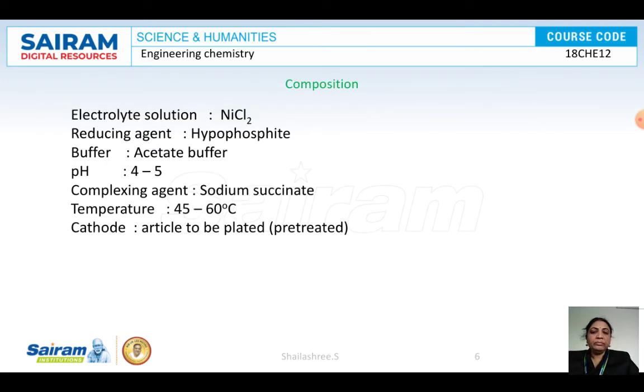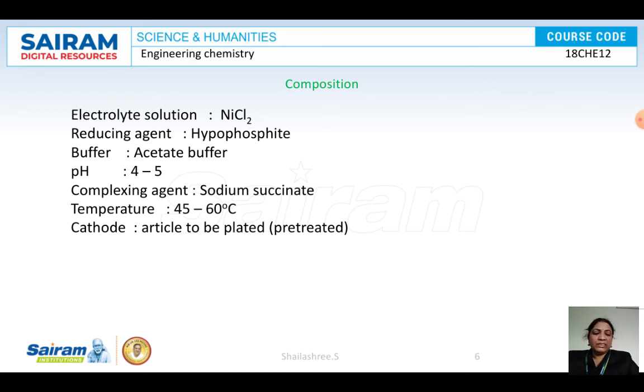Coming to the bath composition of nickel electroless plating, here we use an electrolyte solution, that is, any salt of nickel, like nickel chloride or nickel sulfate. Here nickel chloride is used, and we must use a reducing agent, because that is the source of the power here. The reducing agent used is hypophosphite. Buffers are used to maintain the required pH, so here we use an acetate buffer to maintain a pH of around 4 to 5. The complexing agent used here is sodium succinate.